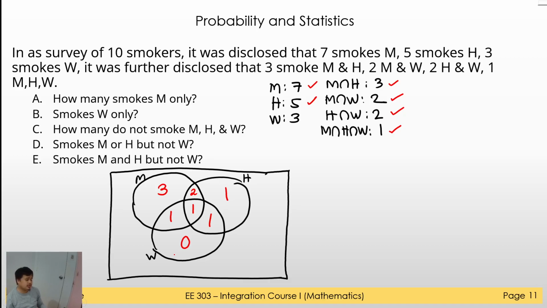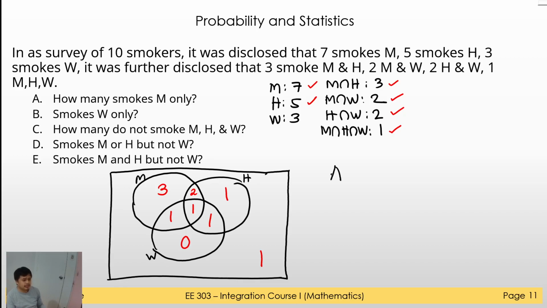So this will be your Venn diagram for this universal set. Although, we have to check first if the total here is equal to 10. There might be smokers that don't smoke M, H, and W, meaning they might smoke a different brand. So the total of this, we have 3, 2, 1, so 6, 7, 8, 9. We only have 9 in the Venn diagram. Therefore, there is 1 that does not smoke M, H, and W.